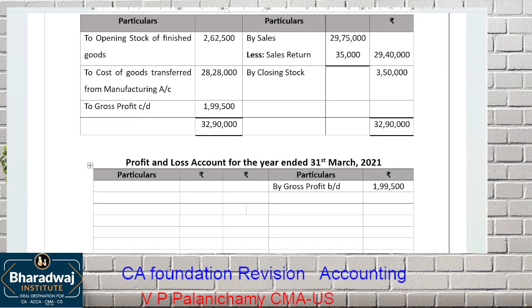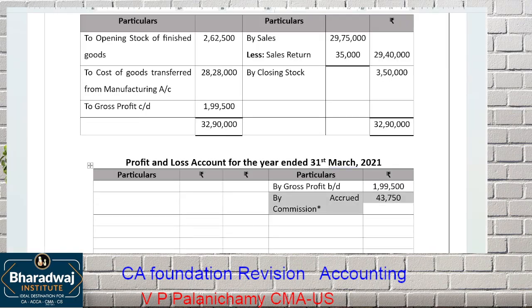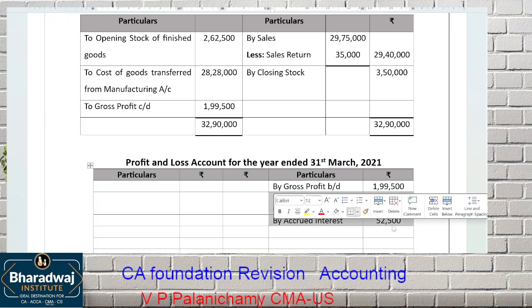This account is, of course, I told you, prepared on accrual basis. All income should be recognized. This will come in the balance sheet also as an asset. Income receivable. Anything receivable is an asset.